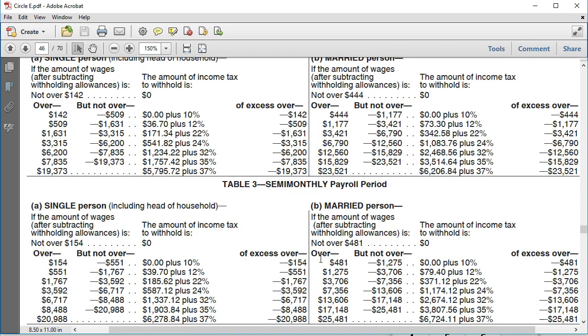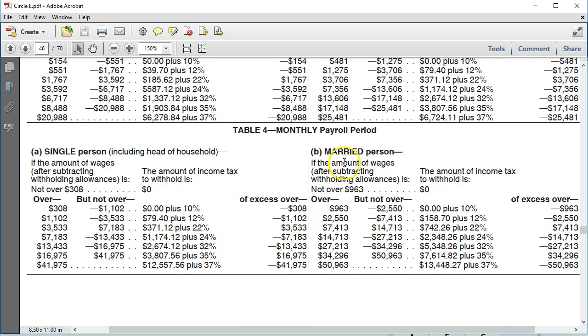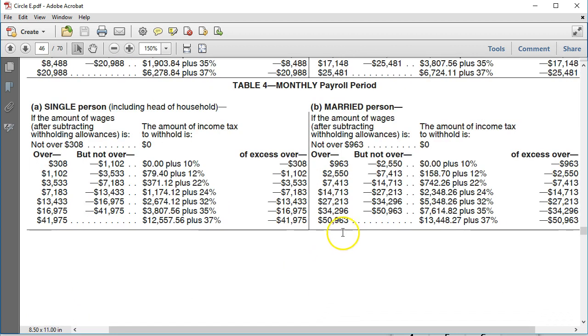We want to find the monthly payroll table, and we're going to find the 33 is going to land in between here, in between these two numbers. So we're going to say 5,348 plus 32% over the floor, which is going to be this 27, right? This first number, the 27 here, 27.